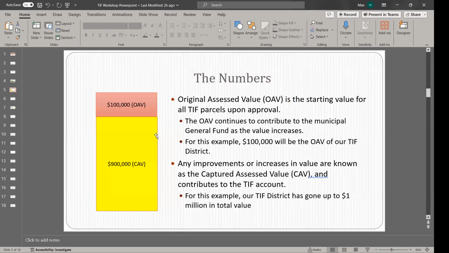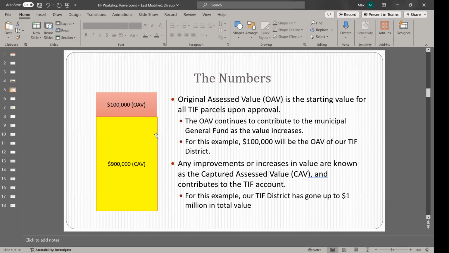Well, let's look at the numbers. So let's say you took that undeveloped parcel or brownfield site, and it's worth $100,000 by the time you're actually approving your TIF district. That would be what's called the original assessed value. No matter how much this property is going to go up in value, that $100,000 is going to be very important.